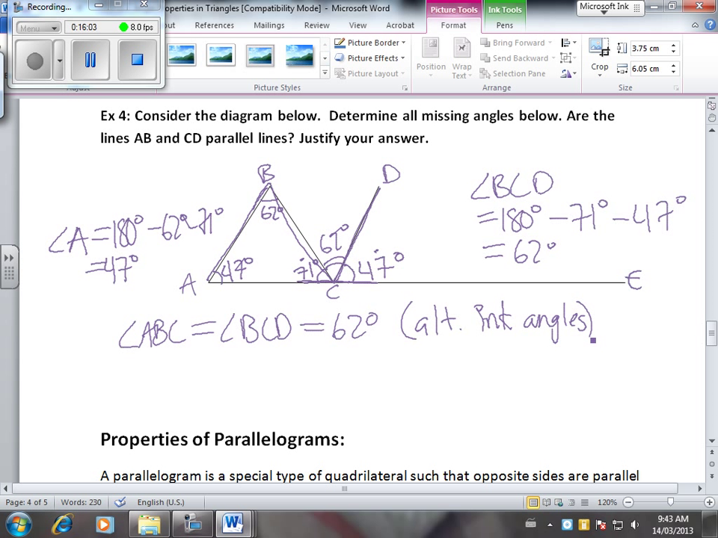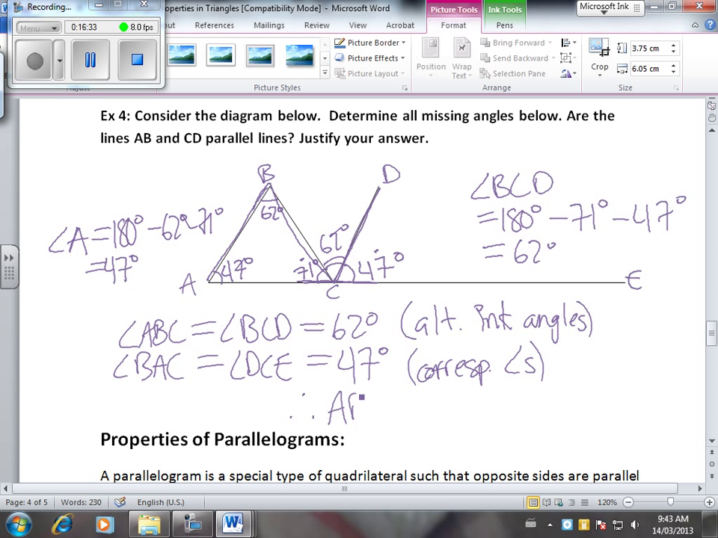We could also look at the fact that angle BAC is equal to angle DCE, and these ones would be corresponding angles. So because of these 2 reasons, even though you only need one, I just wanted to show you both, we know that AB is parallel to CD.